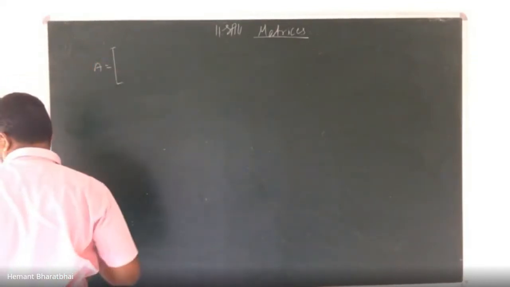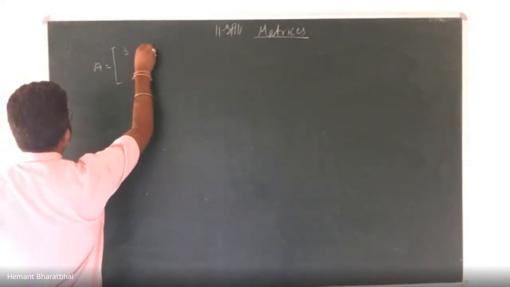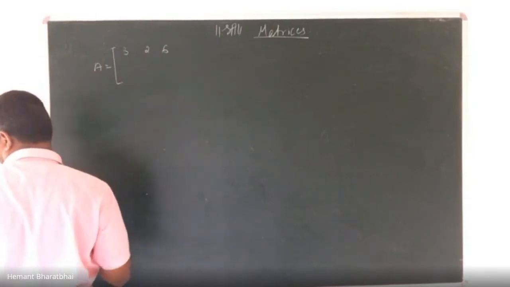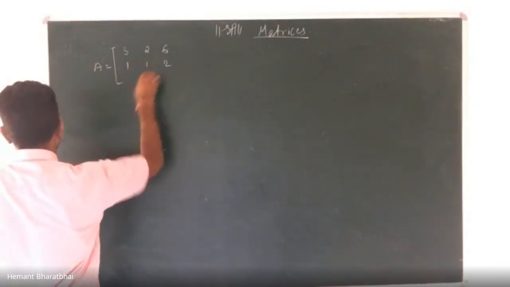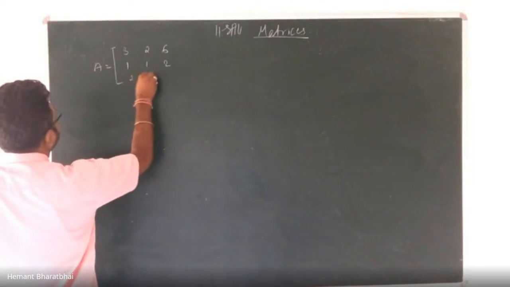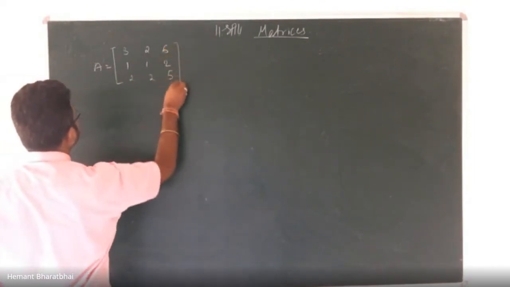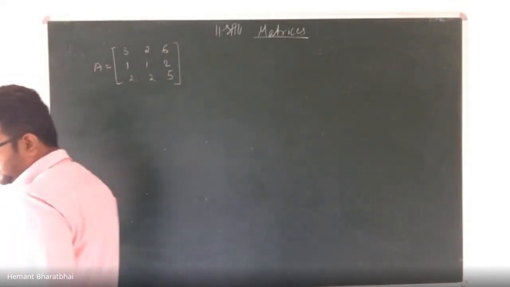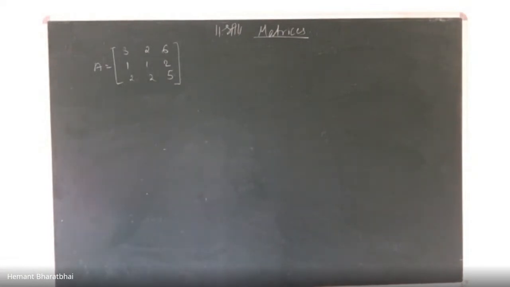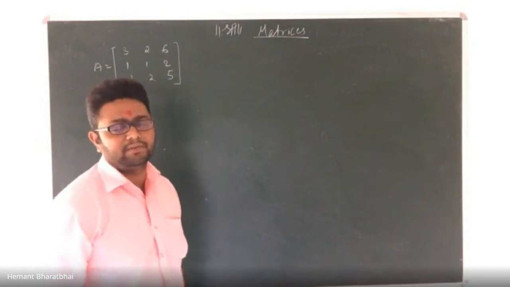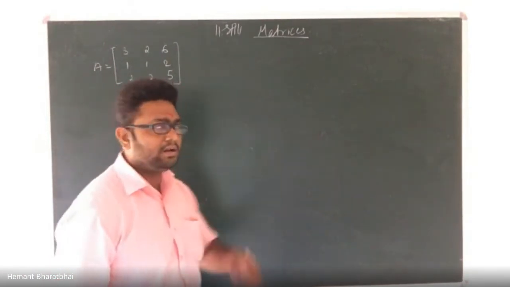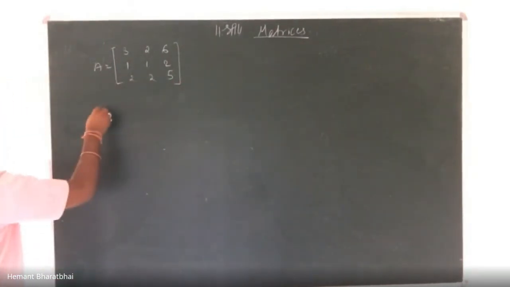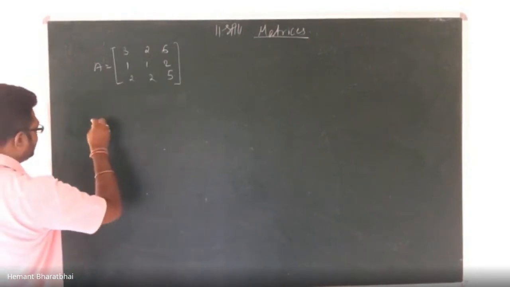Let us see one more numerical. My matrix A is 3, 2, 6, 1, 1, 2, 2, 2, 5. Okay, let's find inverse of this matrix also. So again, the formula will remain same, 1 upon determinant of A into adjoint of A. So let's find out adjoint first.